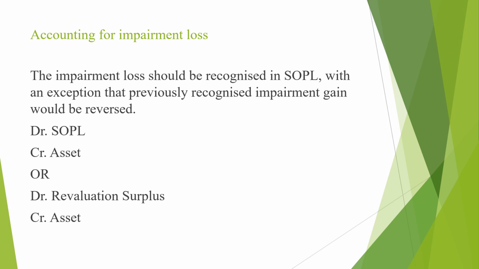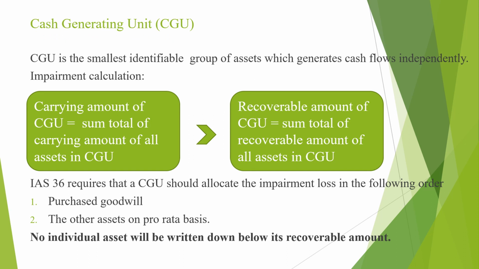So the entries could be: debit statement of profit or loss, and credit asset, because you are reducing the value of the asset. Or if there was a related revaluation surplus, you will debit revaluation surplus and credit the asset. I repeat, if there was no previous revaluation gain related to the asset, you will recognize the impairment loss in SOPL. Now let's go to another concept, which is known as cash generating unit.